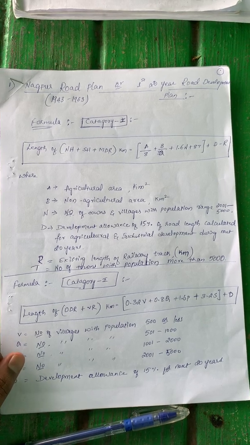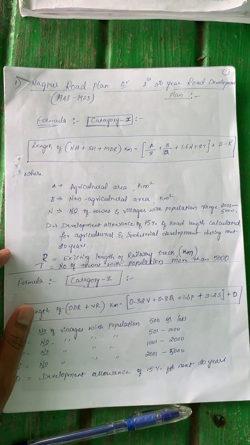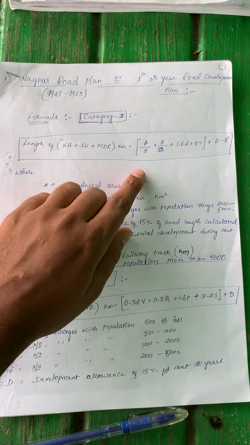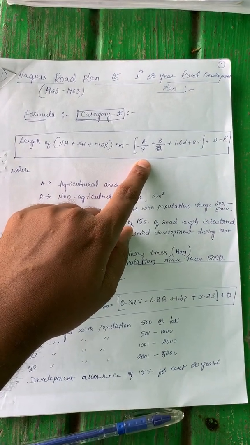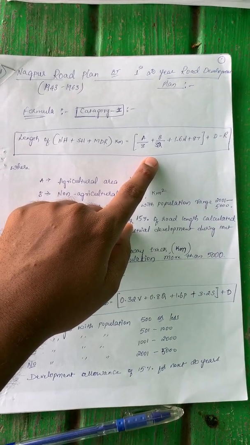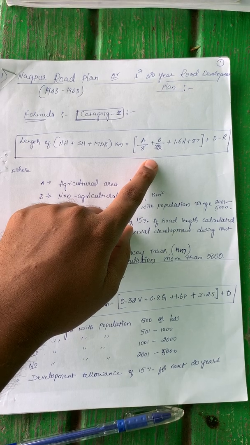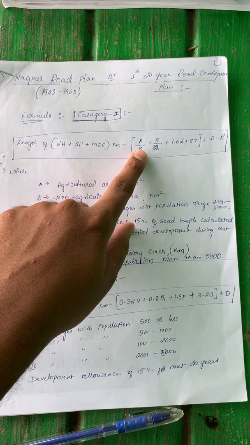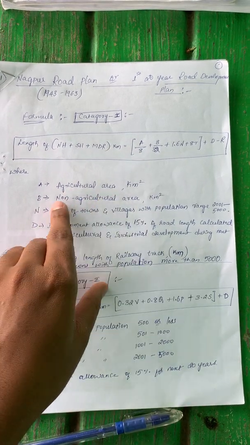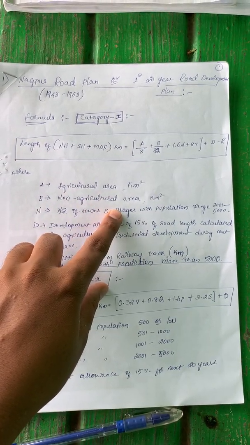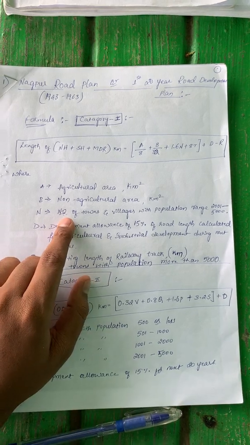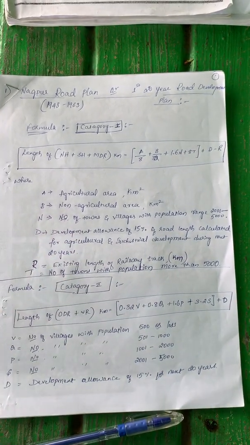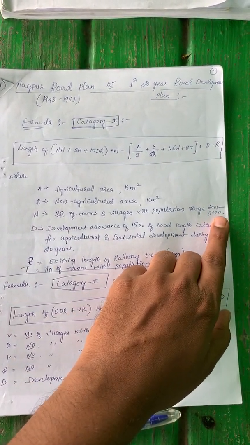The first one is the length of national highway, state highway, and major district roads. The formula given is A by 8 plus B by 32 plus 1.6 N plus 8T plus D minus R. Here A is the agricultural area and B is the non-agricultural area in square kilometers, and N indicates the number of towns and villages with population ranging from 2001 to 5000.